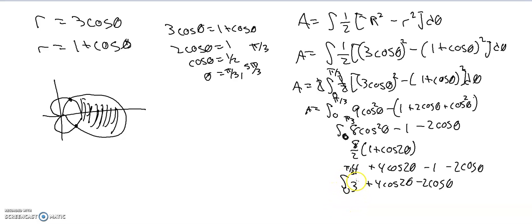So now we want to take the integral of this. 3 would be 3 theta. For 4 cosine 2 theta, we're going to get 4 sine 2 theta over 2. This 4 is being multiplied, so no, the 4 doesn't go down there, sorry. The 4 sine 2 theta over 2. Then we have minus the antiderivative of 2 cosine theta, which is 2 sine theta. And this is from pi thirds to 0.